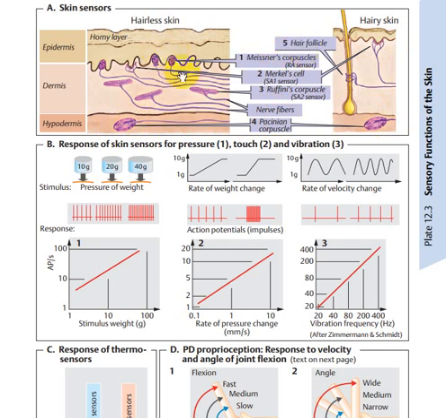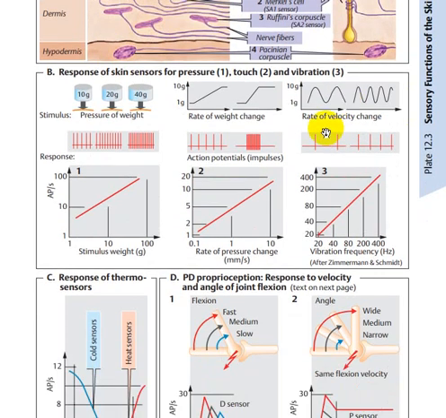Meissner corpuscles are located mostly at the level of the fingertip, for tactile touch. The Merkel cells are similar for tactile touch. The Ruffini endings are used for pressure, that's why they are slightly below, and the Pacinian corpuscles are used for large pressures. So now let's visualize the response of the skin sensors for pressure, touch, and vibration.